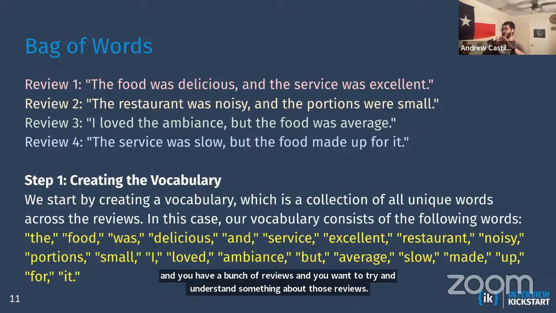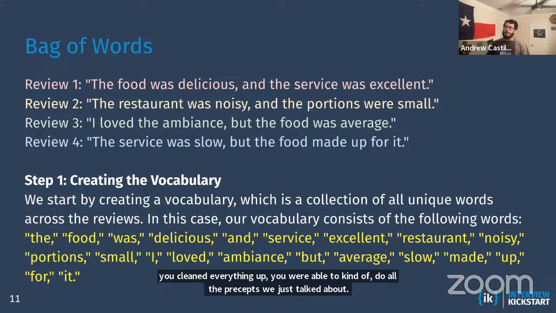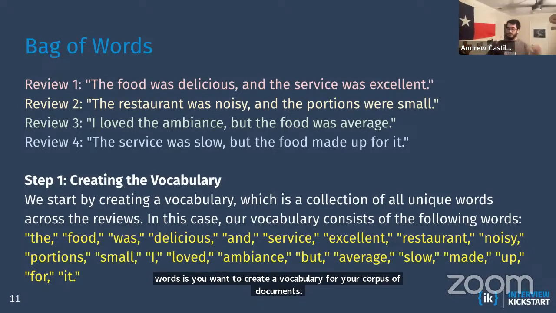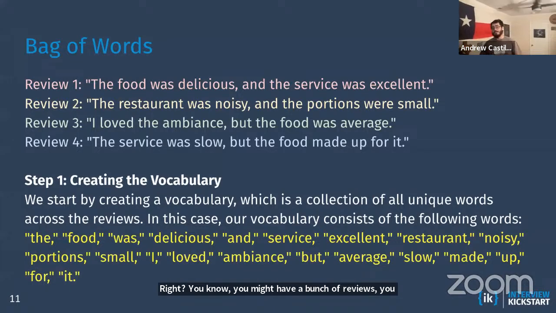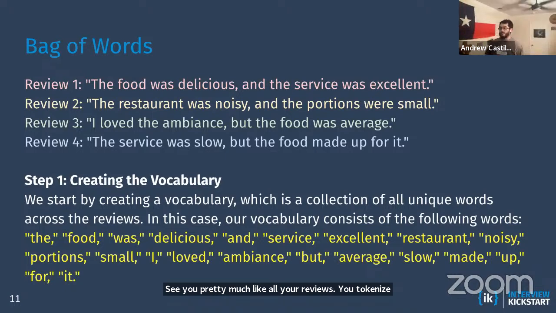So assume you normalized everything, you cleaned everything up, you were able to do all the pre-processing we just talked about. The first step of the bag of words is you want to create a vocabulary for your corpus of documents. You might have tens of thousands of reviews, and you want to create a vocabulary that those reviews are based off of. So you take all your reviews, you tokenize all the words, and you have a bunch of words.